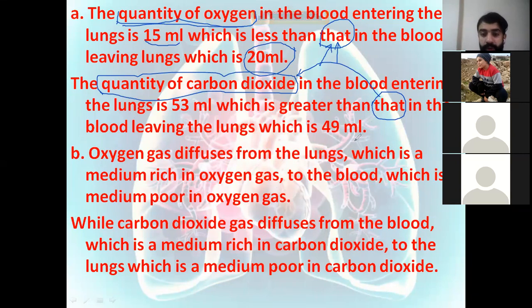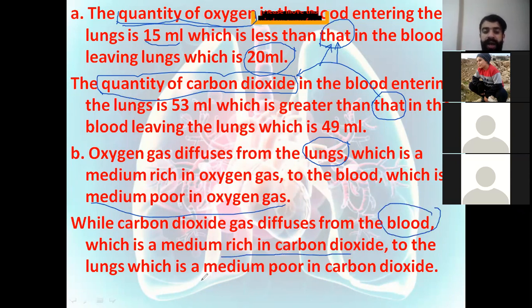From the lungs, which is a medium rich in oxygen gas, to the blood, which is a medium poor in oxygen gas. Whereas carbon dioxide diffuses from the blood, which is the medium rich in carbon dioxide, to the lungs, which is a medium poor in carbon dioxide.